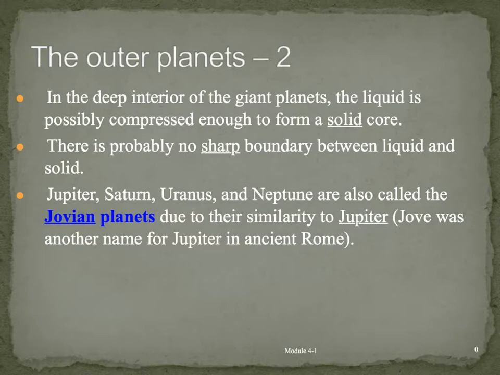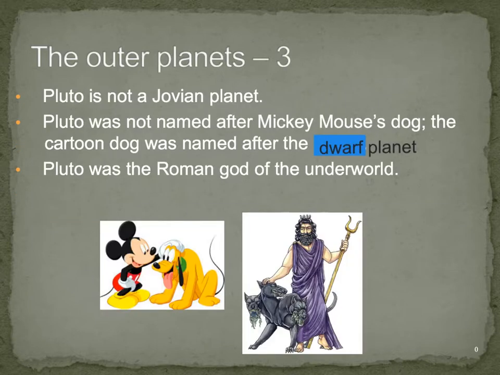Jupiter, Saturn, Uranus, and Neptune are also called Jovian planets due to their similarities to Jupiter. Pluto is not a Jovian planet. Pluto was also not named after Mickey Mouse's dog. However, the dog was named after the dwarf planet Pluto. Pluto was a Roman god of the underworld.